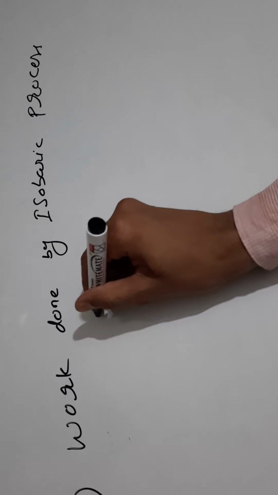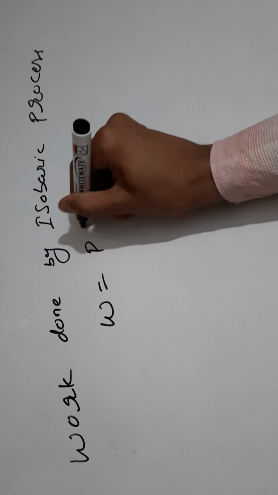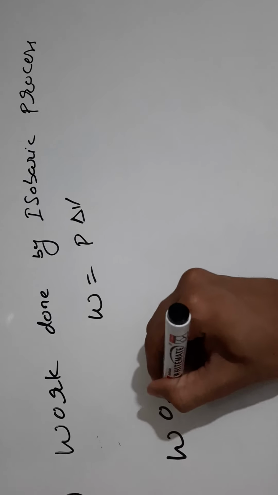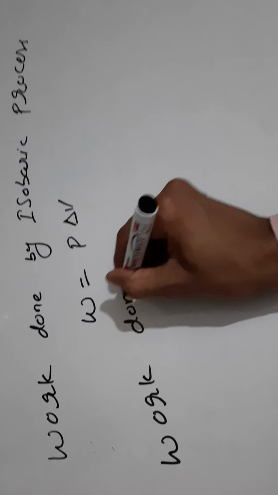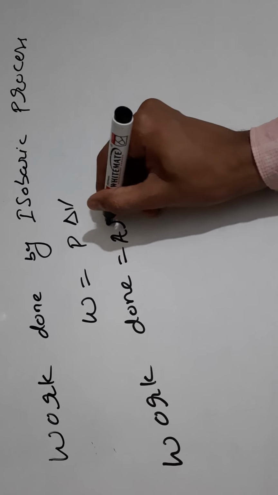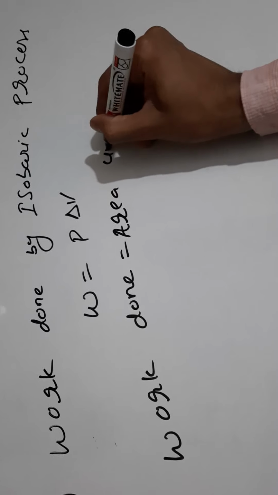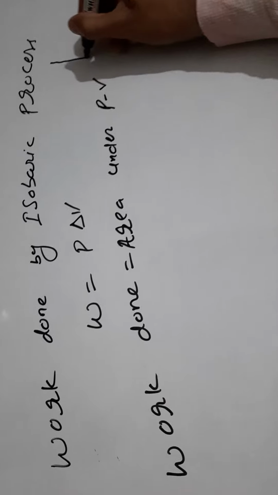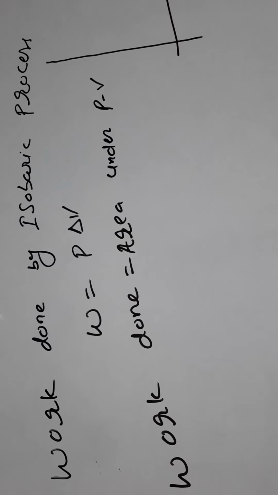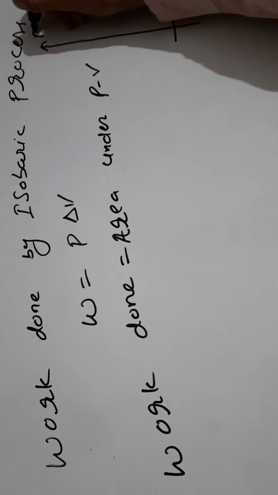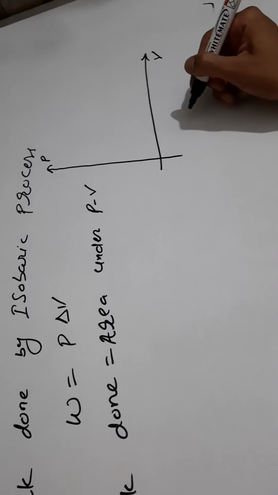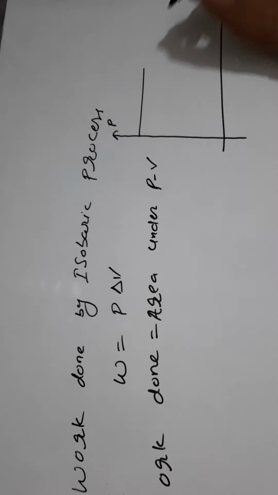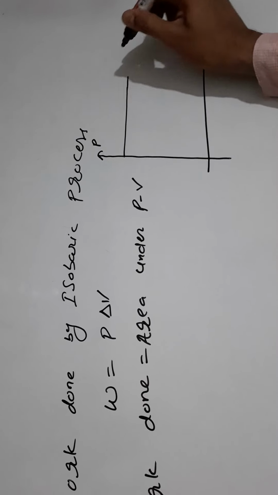So what is work done? Work done is equal to P delta V, or you can say work done is equal to the area under the PV curve. So I have shown the PV curve. This is the pressure volume diagram. As I discussed, the pressure at every point remains the same.